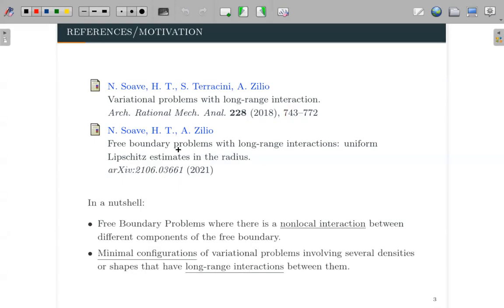So let me summarize what I'm going to talk about. It's going to be free boundary problems that interact from a certain distance. So there will be no fractional Laplacian. Okay, so the interaction will be different. You can think, as you will see, if I have a particle here, it will interact with another particle maybe in a small neighborhood. And I will deal with a minimization problem, okay, that can be applied to either densities or shapes. And just to fix ideas, today I will work on shapes that have a long range interaction. So they don't overlap and they are actually at a certain distance.